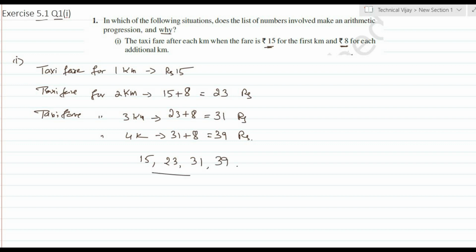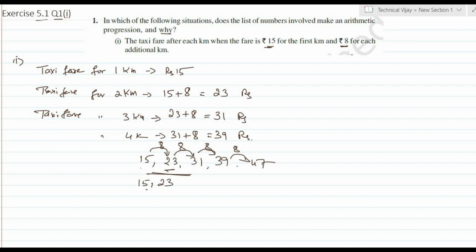If you observe this series, the first term is 15 only. The second term, how did you get it? You got it by adding 8 rupees, so 23 rupees. Now again the same 8 rupees is added here, and again here 8. One common number is added to the preceding term so that you get a new number. If you want to get a new number here, you have to add the same common number, so here it will be 47. Like this the series goes on.